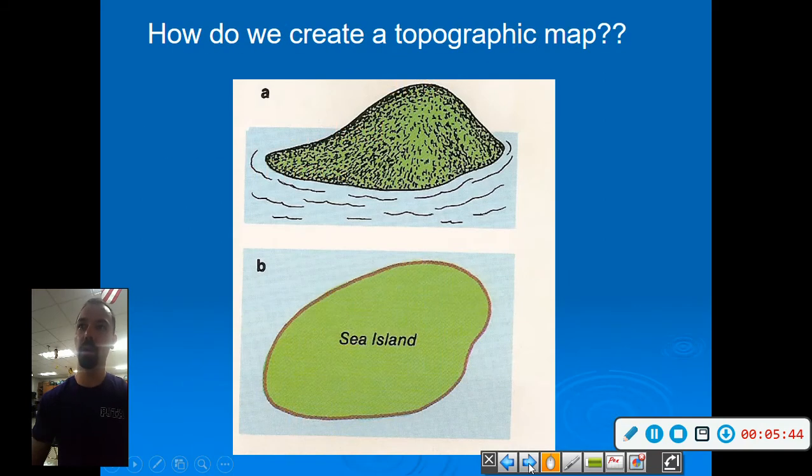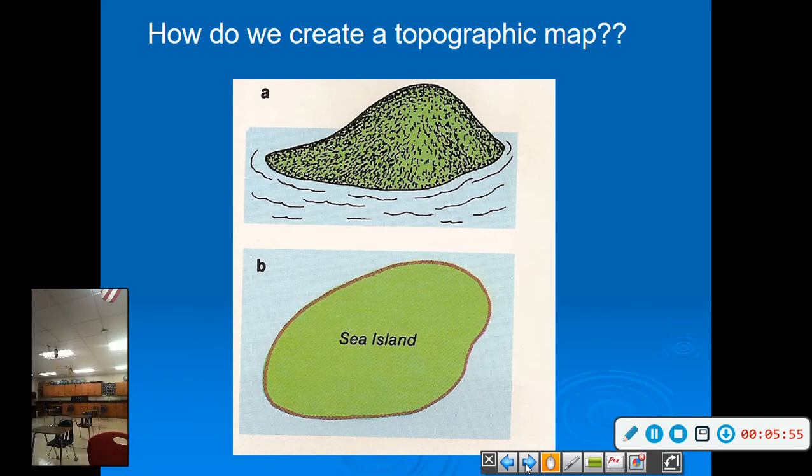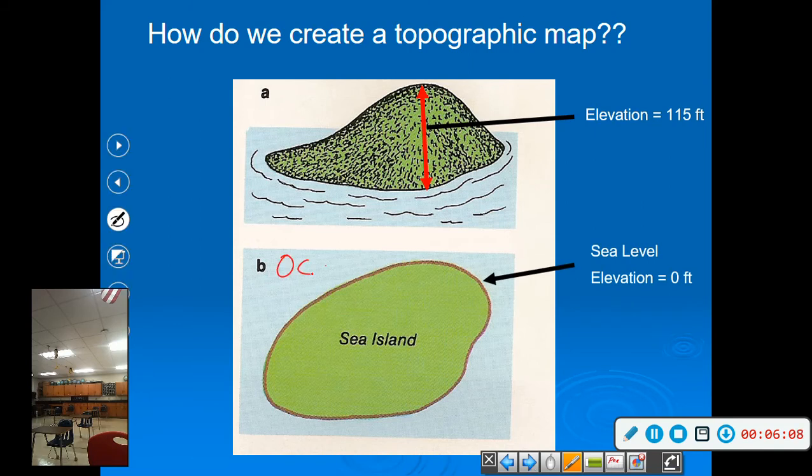Okay, so how are topographic maps created? So I'm going to start out with a sea island example. All right, so this sea island example, obviously, I'm going to go over to the smartboard. The first line, obviously, is going to be sea level, on a sea island. So the outer part of the island, because this is the ocean, automatically is 0 feet. All right, 0 meters.